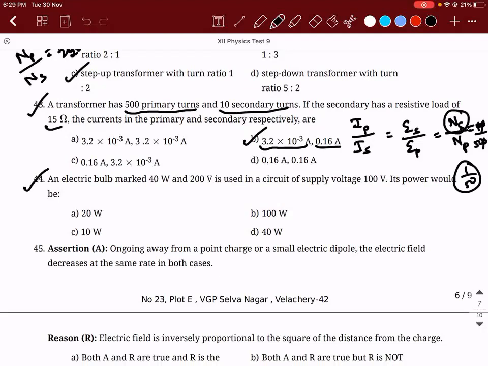44. There is an electric bulb which is marked 400 volt and 400 watt and 220 volt, which is used in a circuit of supply 100 volt. Its power would be how much?